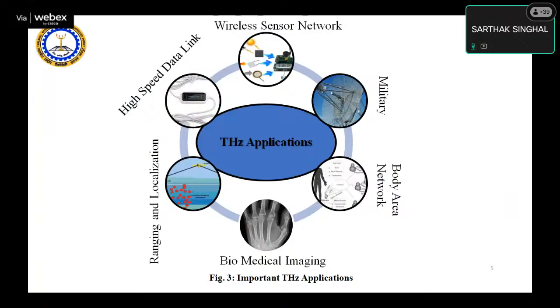Okay. The different terahertz applications are, as I said, wireless sensor networks, because it is more suitable for this device to device communication. Then the military applications, body area networks, biomedical imaging, ranging and localization, and high speed data links. So the internet speed will also be pretty high.